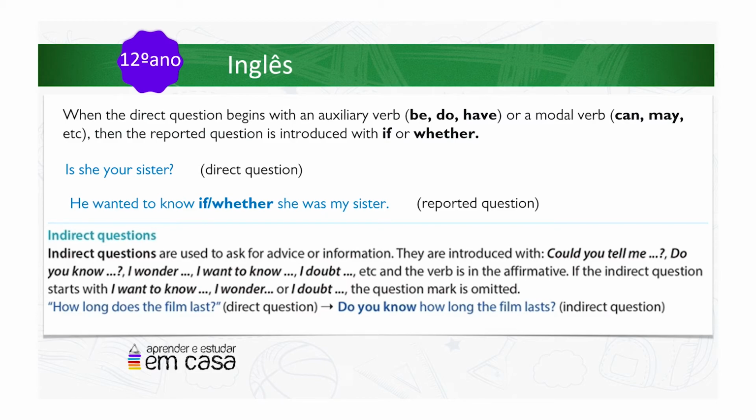So when it starts with an auxiliary verb or with a modal verb, we use if or whether. For example, "Is she your sister?" That's the direct question. He wanted to know if she was my sister or whether she was my sister. "Do you like bananas?" She wanted to know whether I liked bananas or if I liked bananas. Because when I ask people, "Do you like bananas?" the answer must be yes or no. Is it clear?